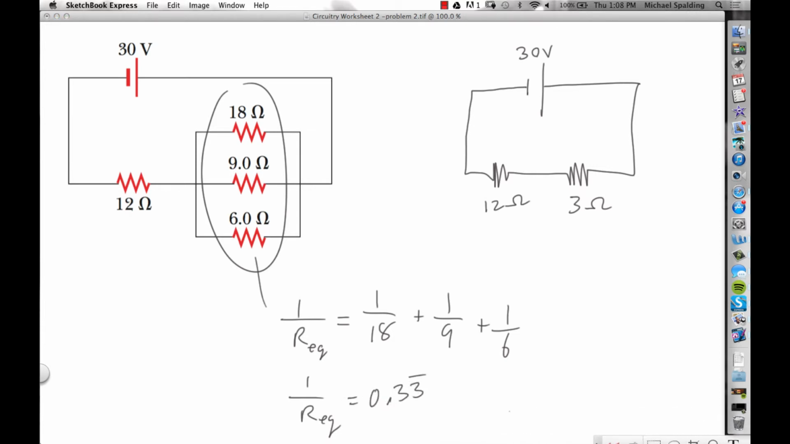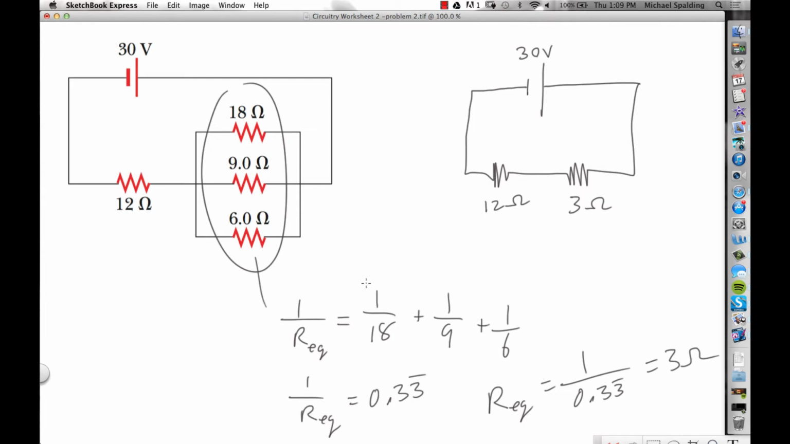Now, is that the equivalent resistance, or is that 1 over? That's 1 over. So you got to cross multiply, or you could just flip both sides. So the algebra would be the equivalent is 1 over 0.33 repeating, which gives 3.